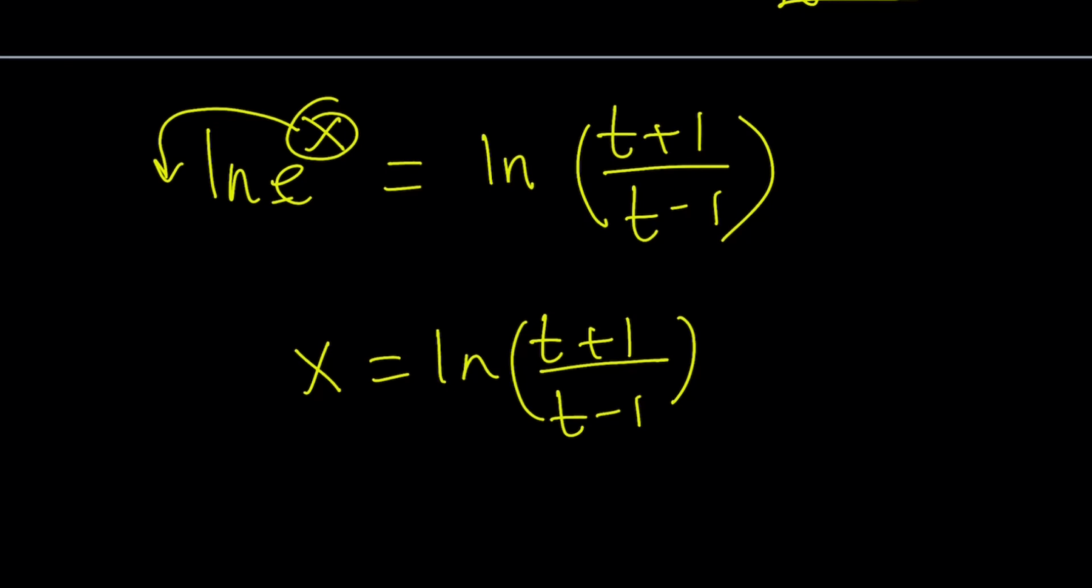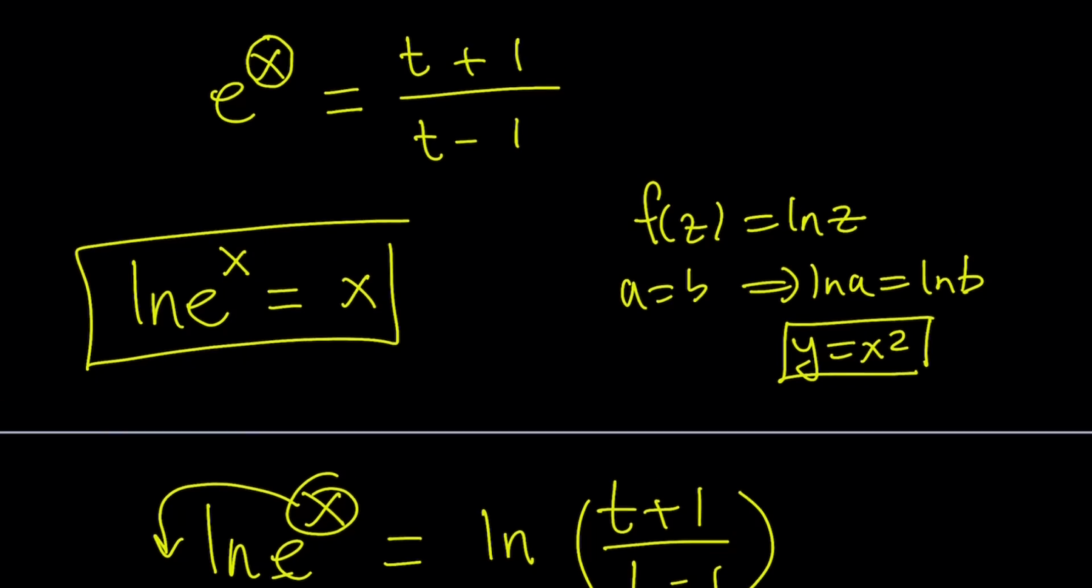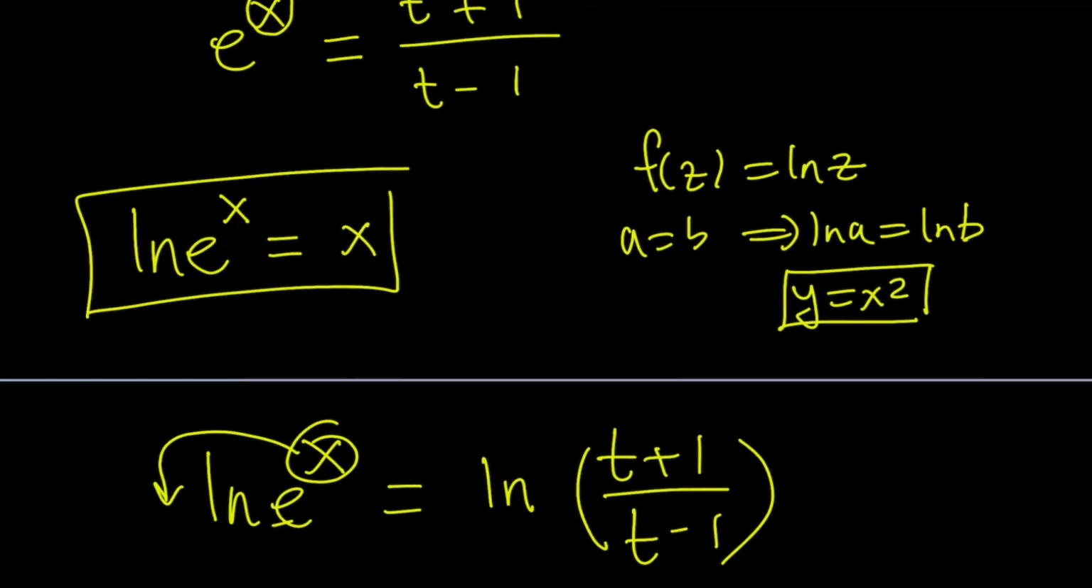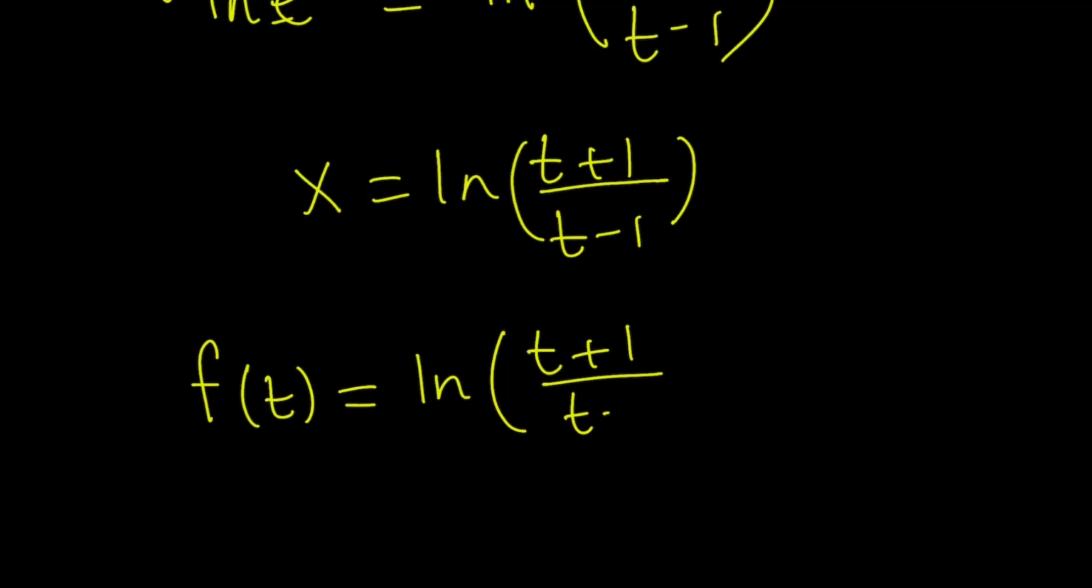Let's go ahead and finalize our thing in terms of x, and then we're going to talk about the domain. Okay? And let's see, what do I have so far? I have f of this thing, which is t, by the way. So I have f of t equals ln of (t plus 1) over (t minus 1). Great, so it's pretty much everything.